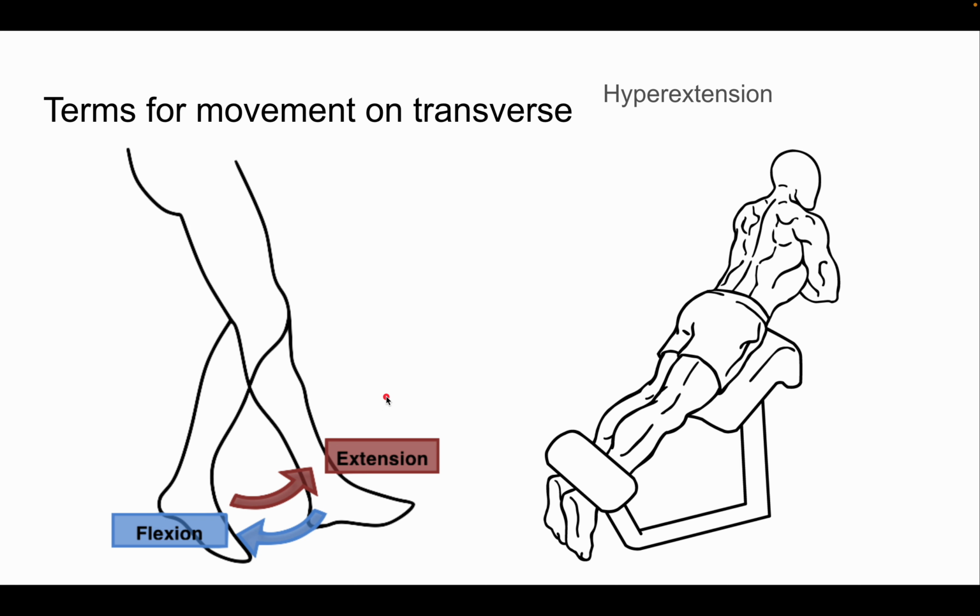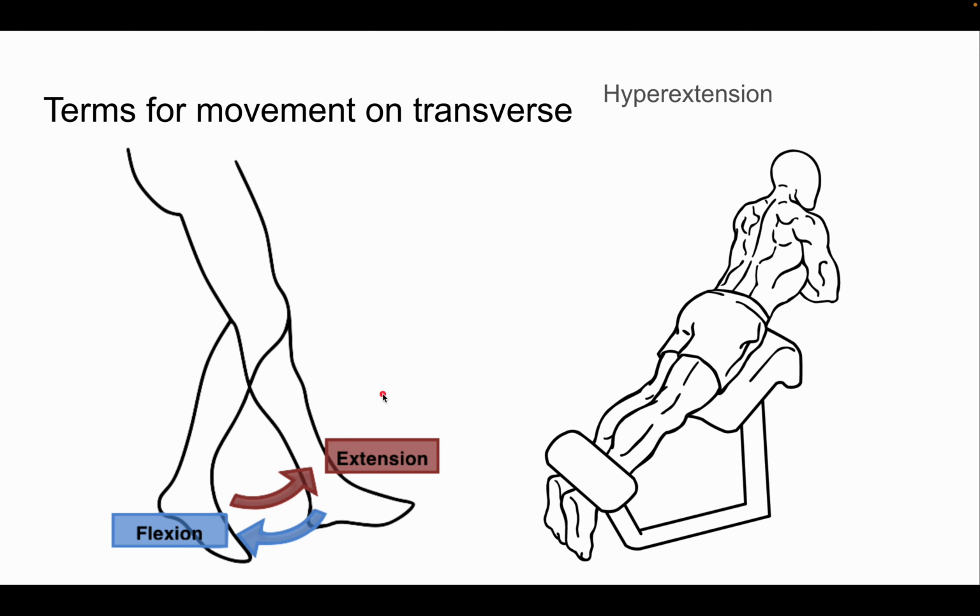Now we have extension and flexion. Well, extension is going to be increasing in angle, and flexion is going to be decreasing in angle. So say you had a knee, you're flexing the knee, you're decreasing the angle between the joint. So that'd be flexion. Extension would be increasing the angle of the joint.